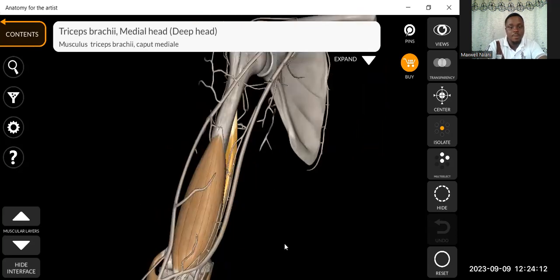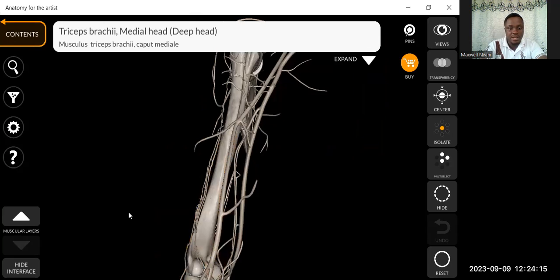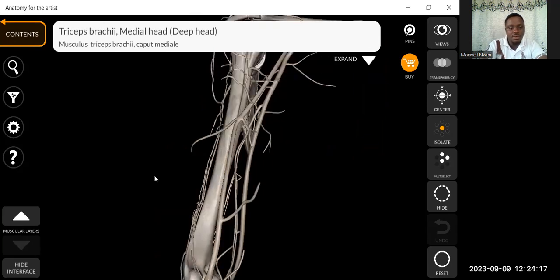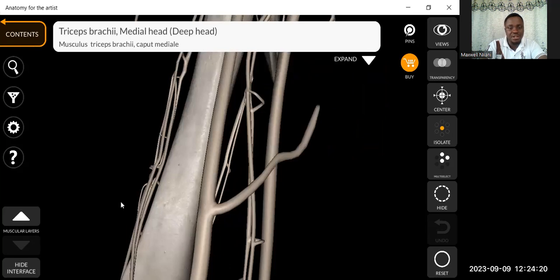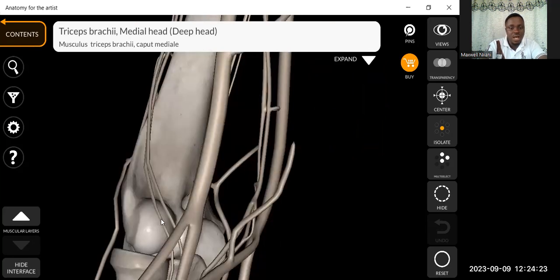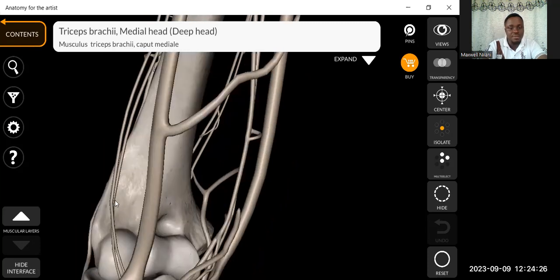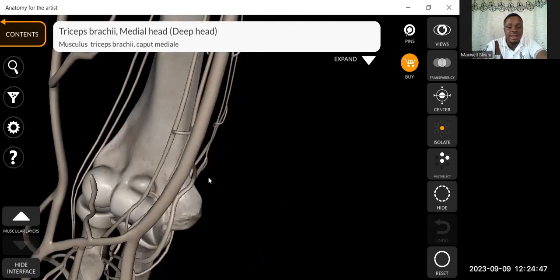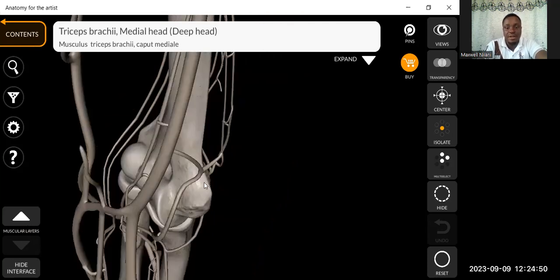Now, lest I forget, the lateral supracondylar ridge has two muscles originating from there. The upper 2/3 gives origin to the brachioradialis, while the lower third of this lateral supracondylar ridge gives origin to the extensor carpi radialis longus muscle. On the medial supracondylar ridge, we have pronator teres originating there.